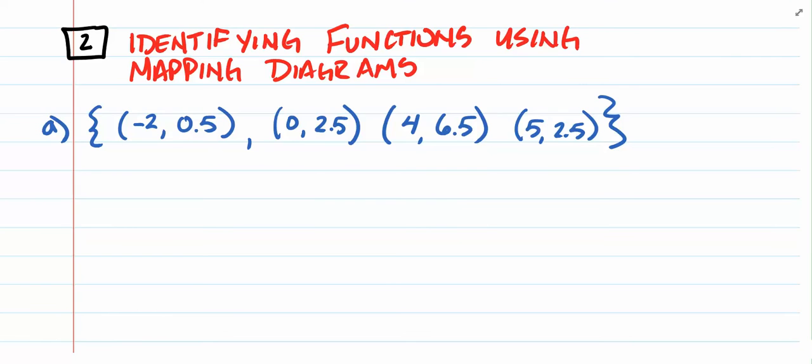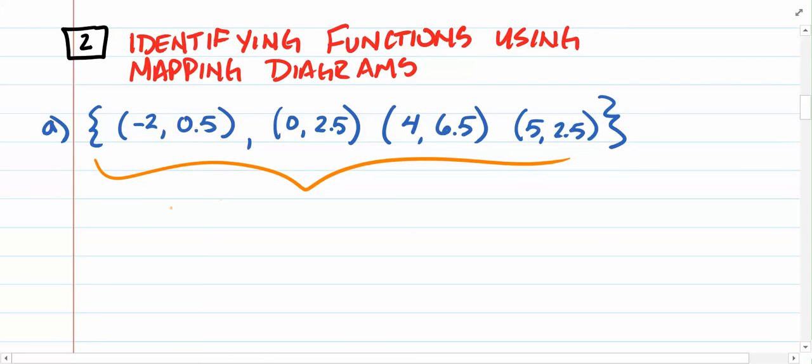Box number 2 is an example. It says identifying functions using a mapping diagram. So what I have here in example A is a relation. This whole entire thing is called a relation because it is a collection of ordered pairs. It wants us to use a mapping diagram to illustrate the relation.